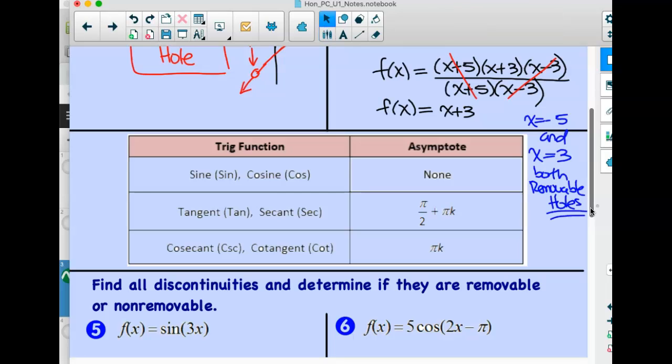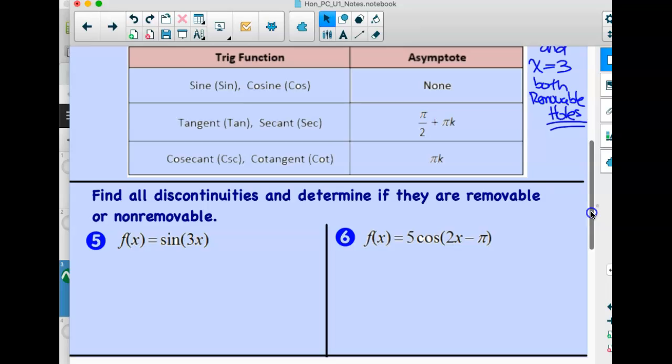Okay, now let's talk about trig functions. If you graph sine and cosine, there's nothing about them that would create discontinuity.